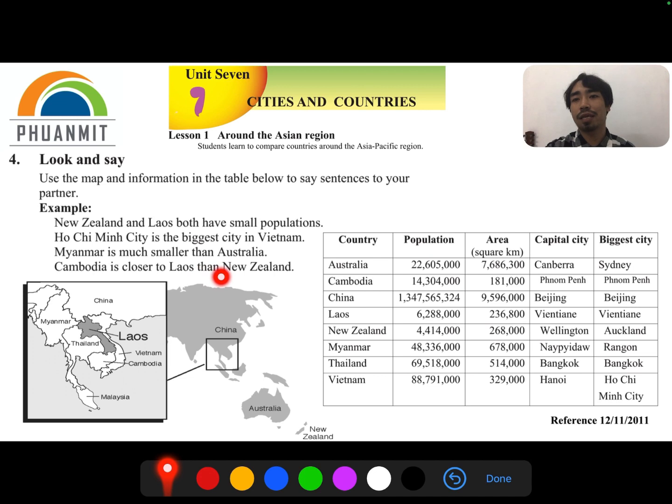Cambodia is closer to Laos than New Zealand. So you need Cambodia, right? Cambodia is somewhere here, Laos is here and New Zealand is here. So Cambodia is closer to Laos than New Zealand. Okay, so you can compare two countries like this. So for example, let's do Cambodia.